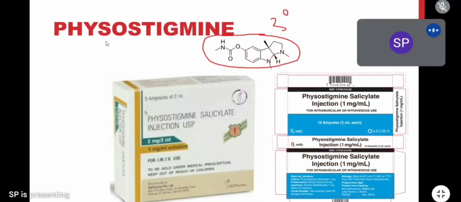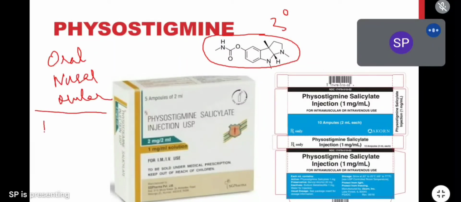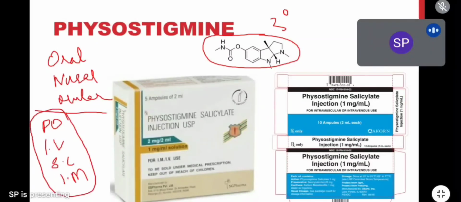Now you see, physiostigmine has some very important characters. Number one, physiostigmine is absorbed very rapidly from the oral route. It is rapidly absorbed from the nasal route. It is absorbed from the ocular route. It is absorbed from most of the routes, and it is given usually by the oral route. Oral tablets are available. It is commonly used with IV formulation, and sometimes it is used as a subcutaneous form, and it is also given through the IM route. All these routes are available because it is absorbed from most of the tissues.